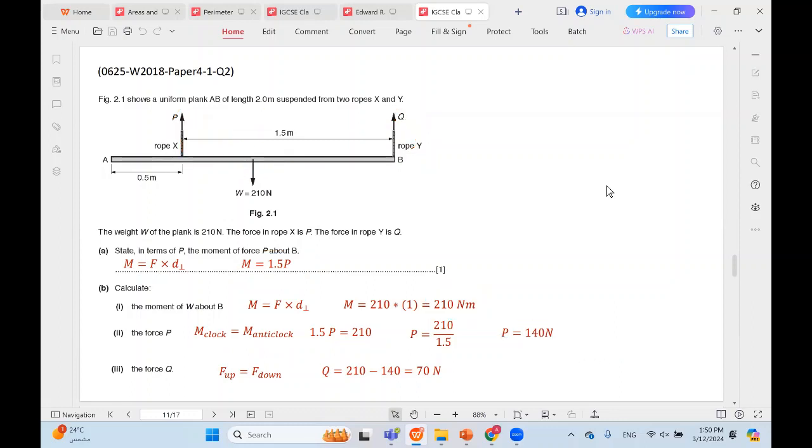Finally, they want the force Q. Now that we have force P as 140, we construct a force equation here. So we have 140 and we have Q. So we can say that F up equals F down, and F up will be 140 plus Q, and F down will be 210. So therefore, Q is going to equal 70.